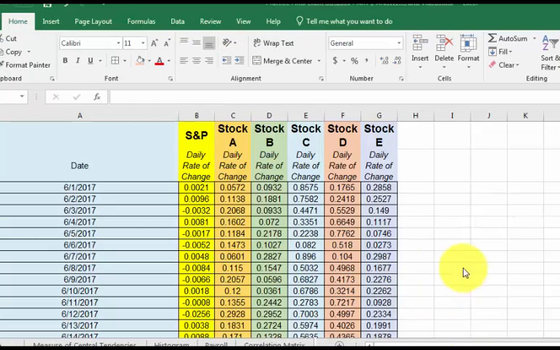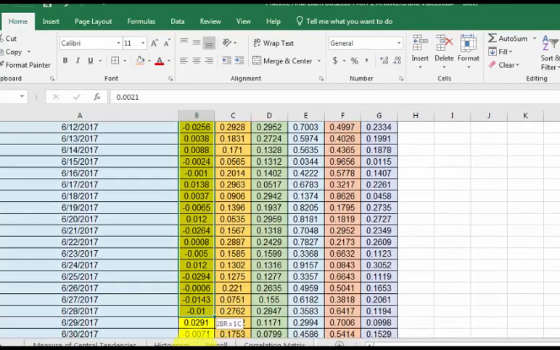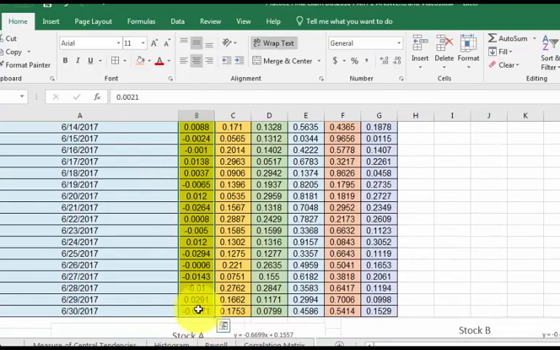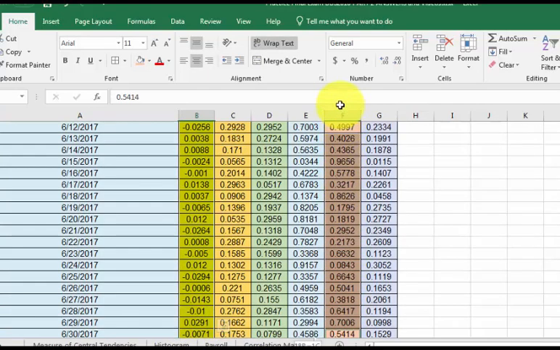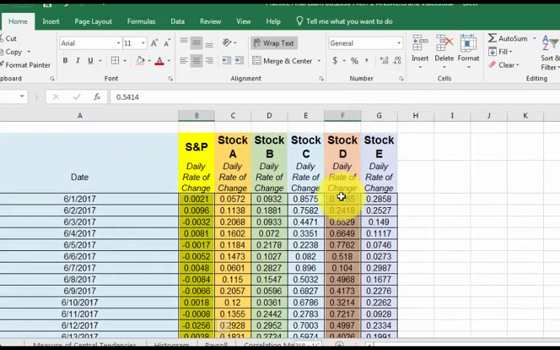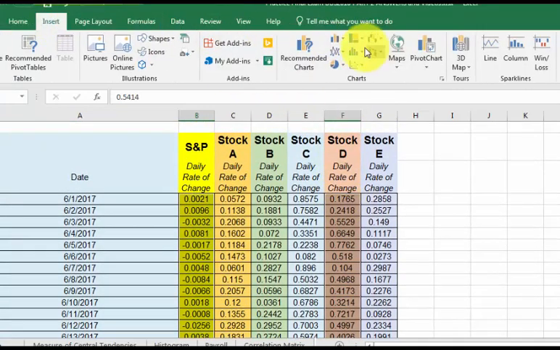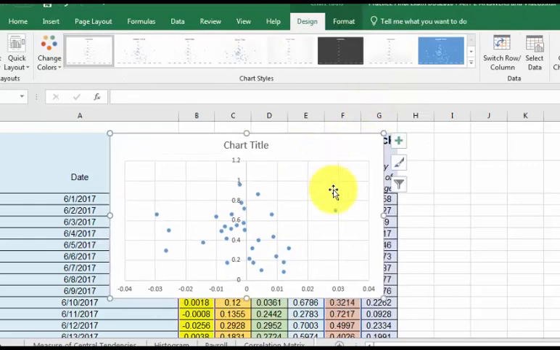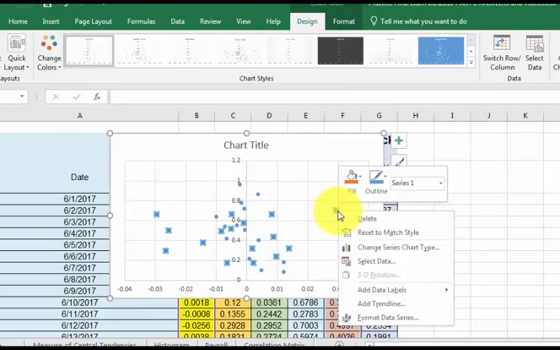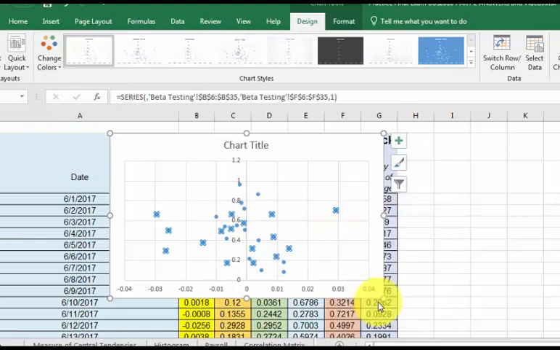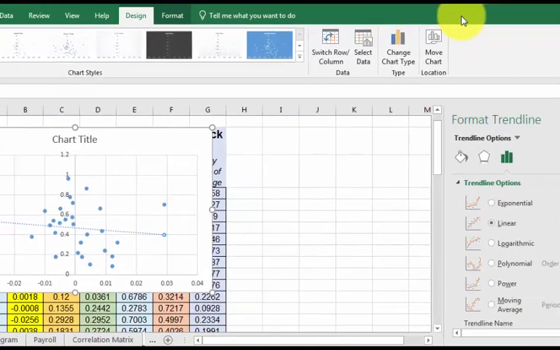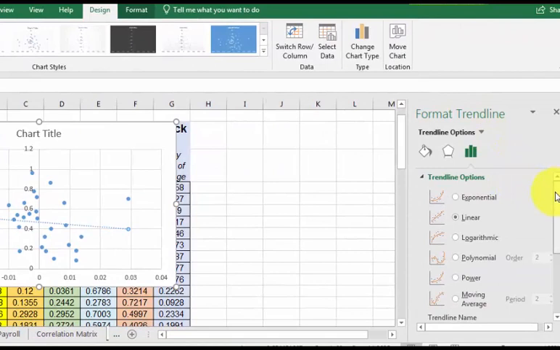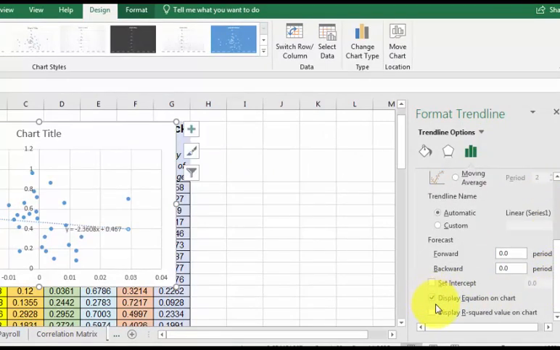All right, D time. Highlight the S&P, Control, D is this guy. Insert. Scatter plot. Hover, right click. Add trend line. Gray box over to the right. Scroll down. Display equation and R squared.